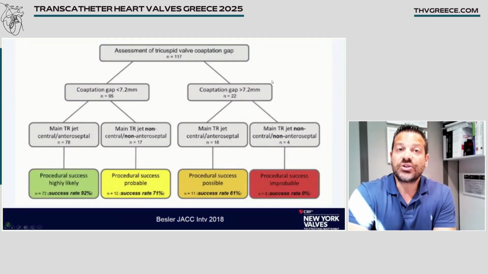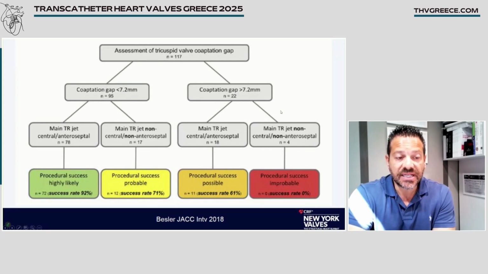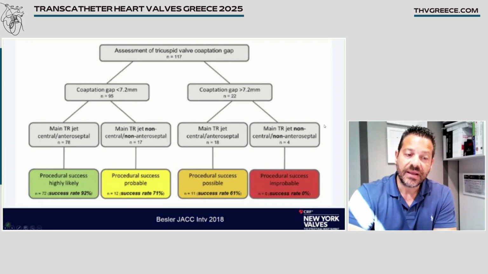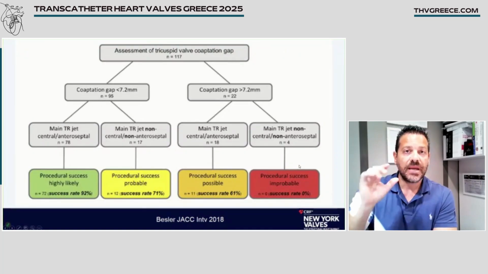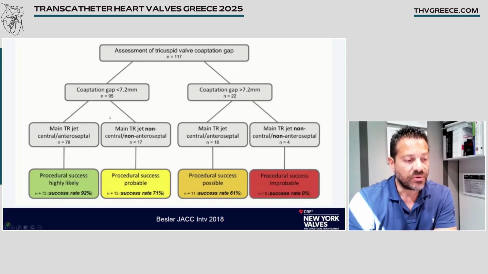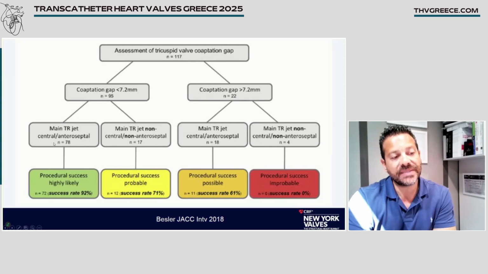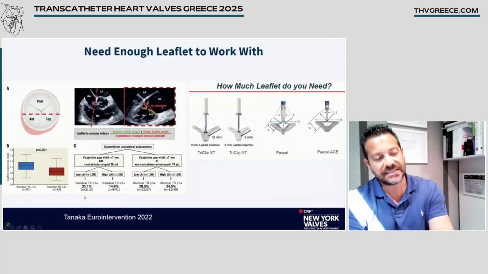The coaptation gap of the leaflets is very important. There is a cutoff of 7 millimeters according to some papers, which says that if we have a gap of more than 7 and a non-central, non-anteroseptal jet location, we might have a success rate of the procedure of 0%. So we have to avoid patients with huge gaps, and we have to avoid patients with a non-central or non-anteroseptal jet. On the other hand, if we have a central jet or anteroseptal jet and a small coaptation gap, we can have a success rate of more than 90%.